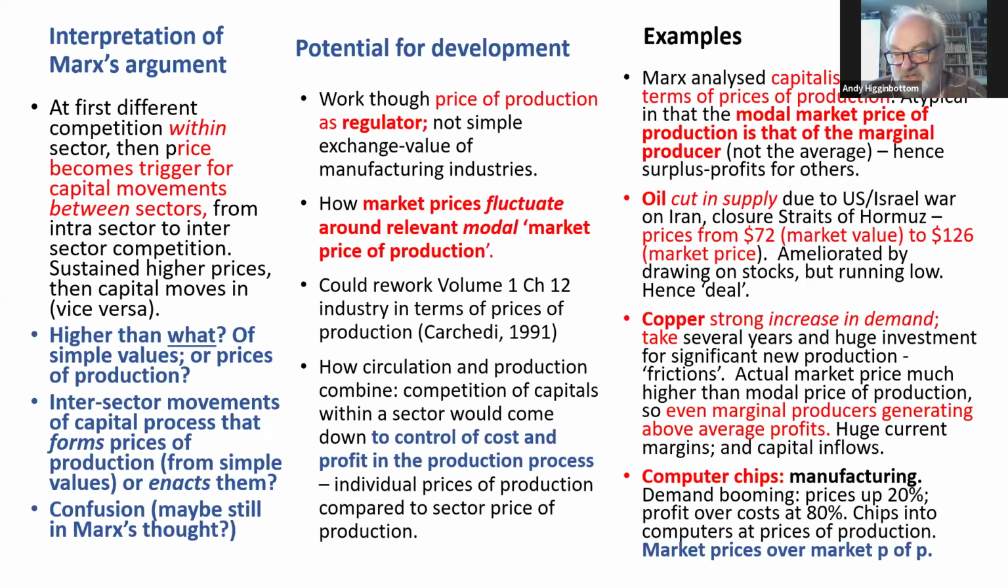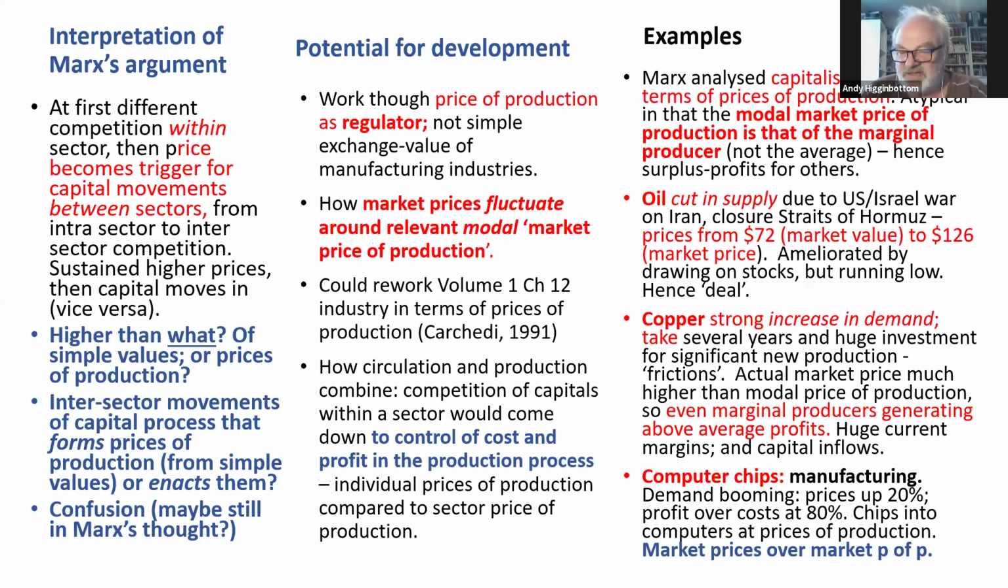Copper is a very similar example, actually. At the moment, massive profits are being made by copper companies because of a huge increase in demand for copper in the world. And so the market price of copper is higher than the market value. It takes about 5 years to build a copper mine and about 5 billion US dollars. So that's going to be like that for a little while.